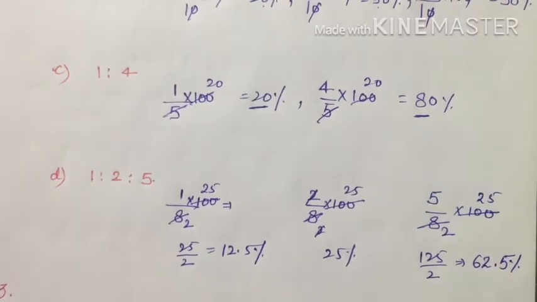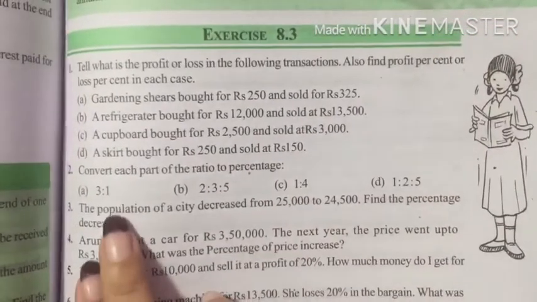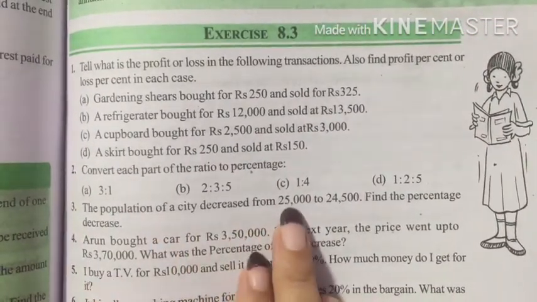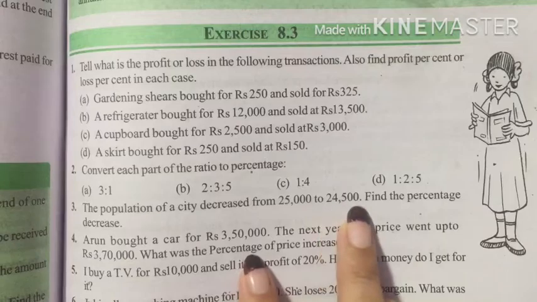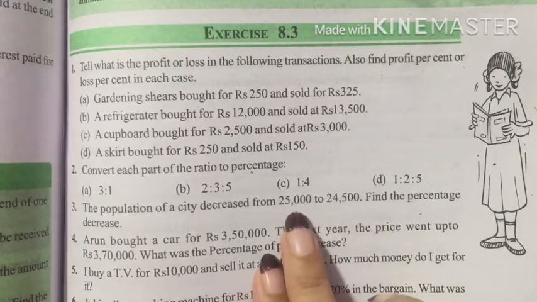Now let's see question number 3. The population of a city decreased from 25,000 to 24,500. There is a decrease in population. Find the percentage decrease.